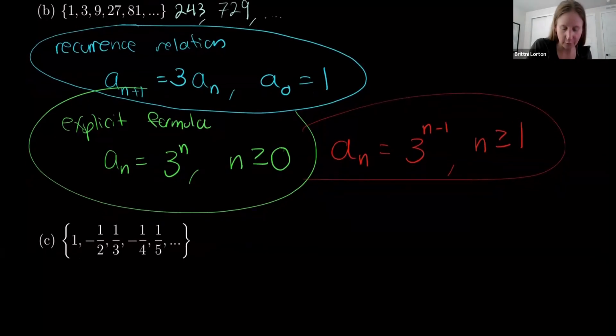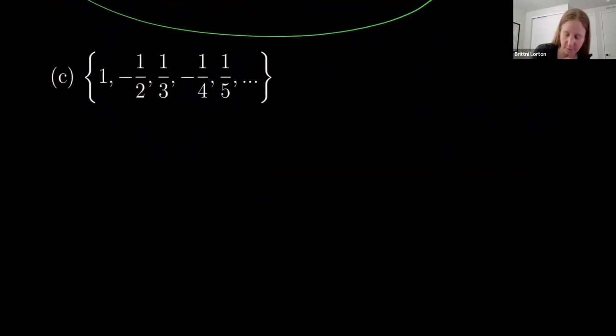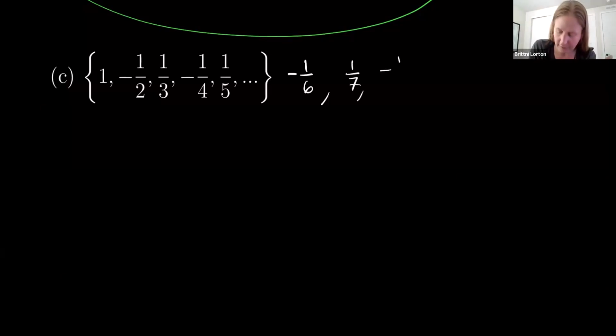Okay, and then we'll do one really quick that is an alternating sequence. You can see that alternating sequence here. I have 1, and then negative 1/2, and then positive 1/3, and then negative 1/4, and positive 1/5. Recognizing the pattern, I can see the next one would be negative 1/6, and then 1/7, and then negative 1/8, etc. So now that I have that pattern, let's go through and do the same thing.